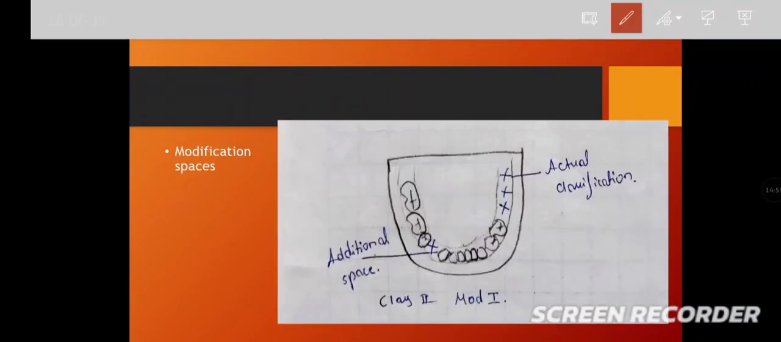Now what is a modification space? In this picture you can see it is typically a class 2 Kennedy's classification, but there is one additional space, so it is not called class 3. Instead, it is called class 2 mod 1. Any additional spaces other than the actual classification are considered modification spaces and are called mod 1.